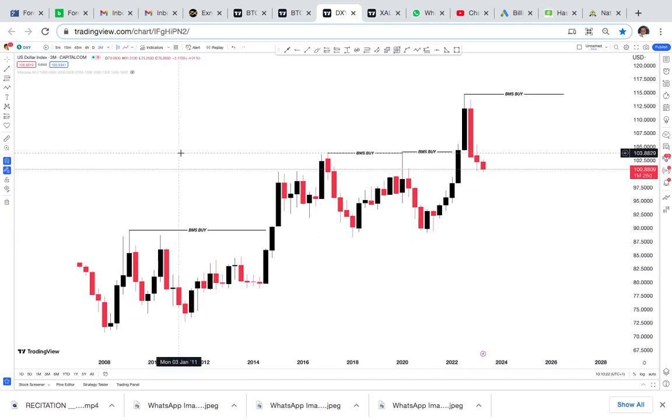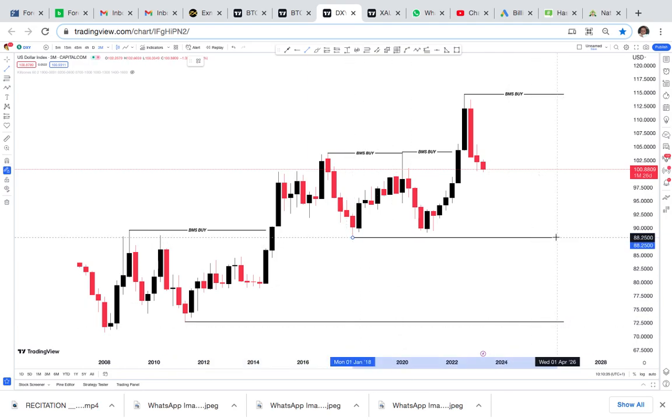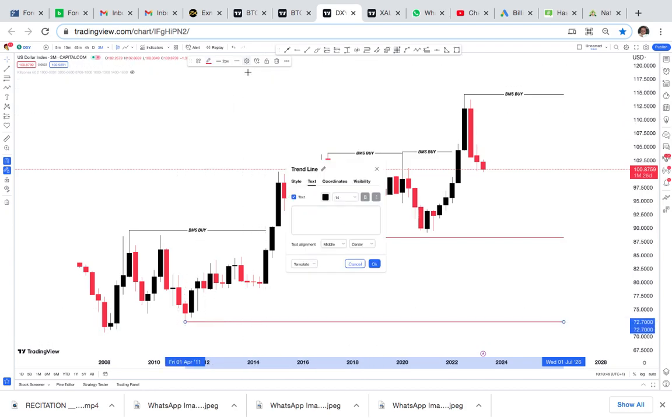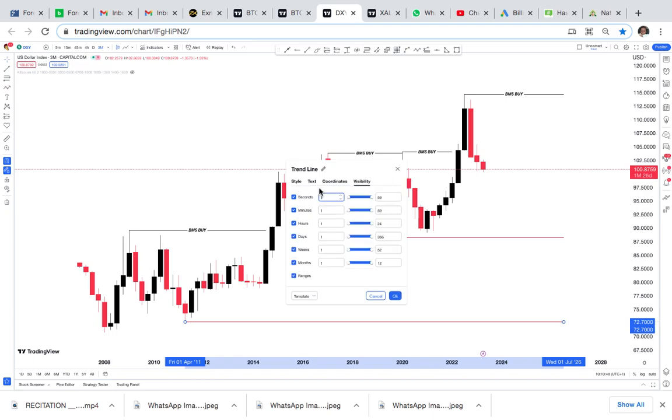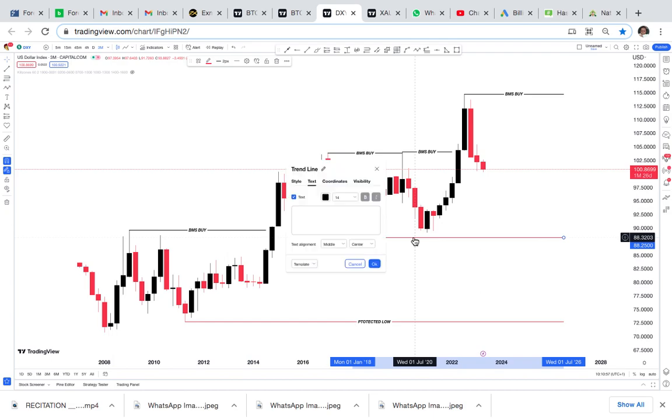So what are my interesting lows? This is my low. I would like to draw them out here. This is also my interesting low. So those lows are protected. So I like them to be reddish. What do we have across our board? Protected low. Protected low.